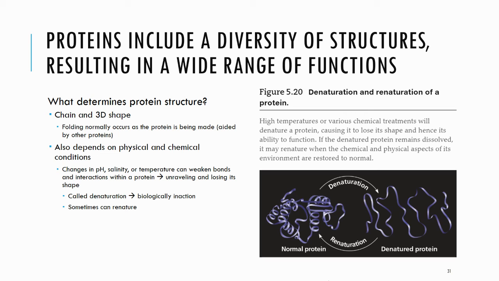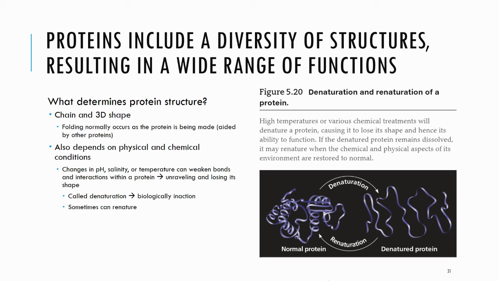So what determines protein structure? Its chain and 3D shape. Some folding will occur as the protein is being made, but sometimes, particularly the big ones, will be sent off to other parts of the cell for modification. And it also depends on the physical and chemical conditions surrounding the protein.